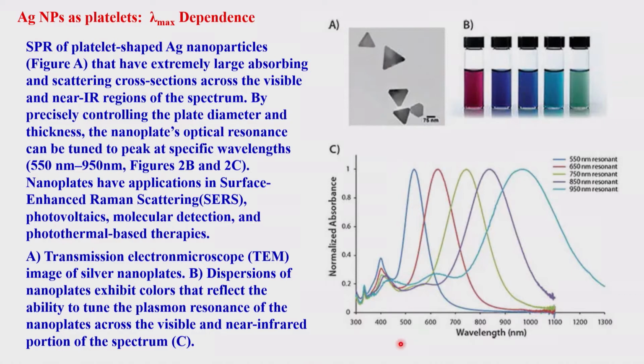Now if you look at their absorption spectra, obviously they are shifting from somewhere around 500 to around 600, to around 700, to around 800, to around 900, etc. You can see that these are all just because of the change in the thickness. Therefore, since we have a good control in making such compounds, where can we make use of these? We can make use of these in photovoltaics, molecular detection, photothermal therapies, etc. So this is another way where the absorption spectrum also helps.